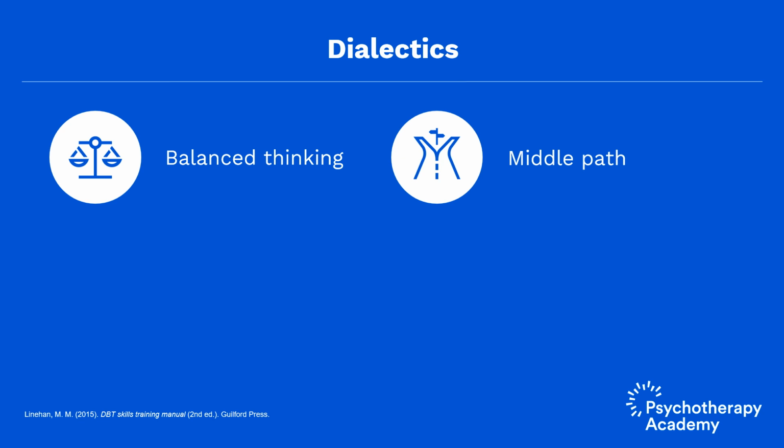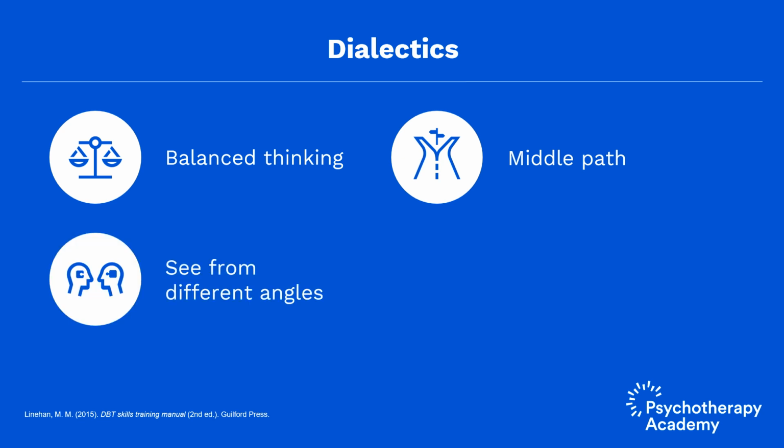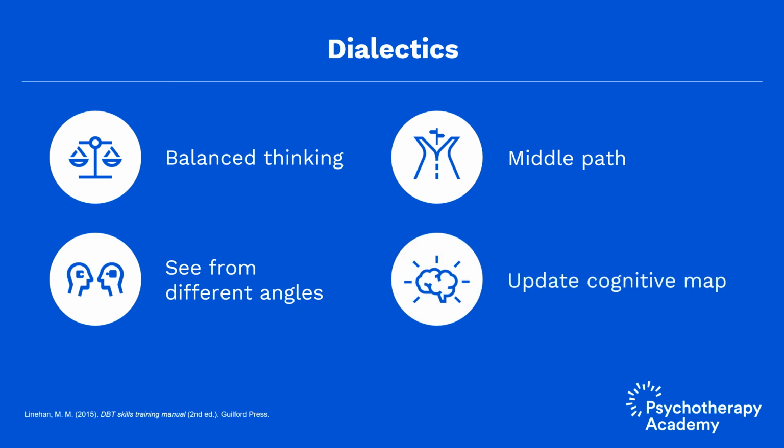It's also about seeing things from someone else's perspective, or maybe seeing things from different angles in your own head. And dialectics is especially about changing your mind when presented with new information. In other words, the ability to update your cognitive map, so to speak.